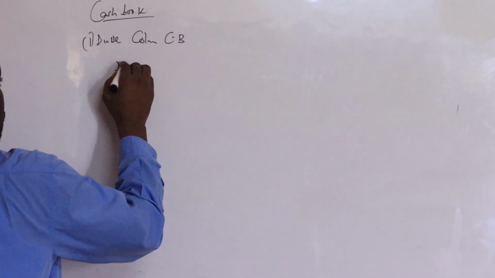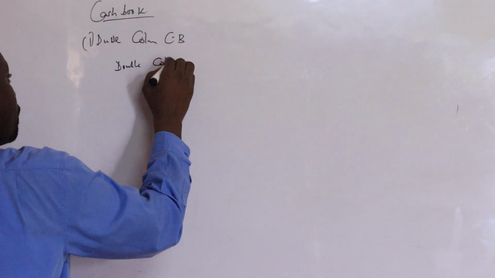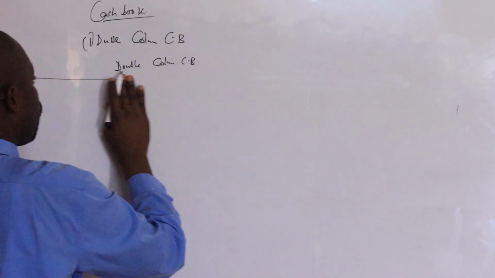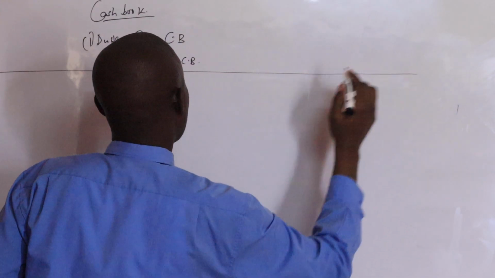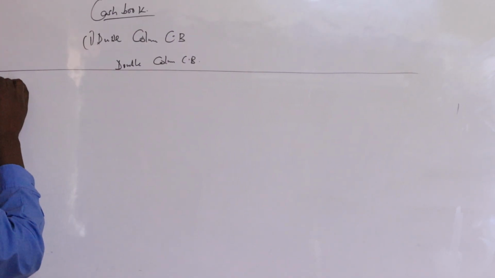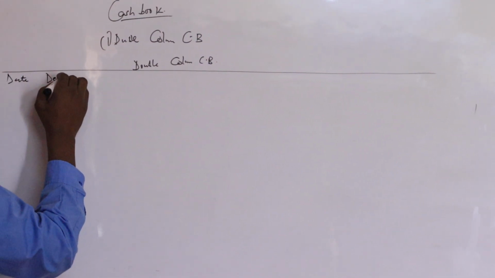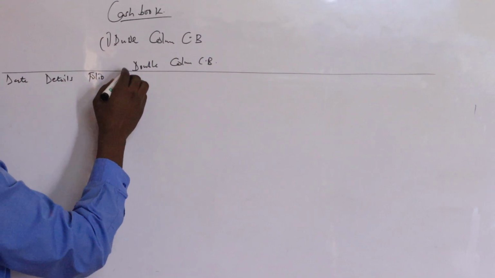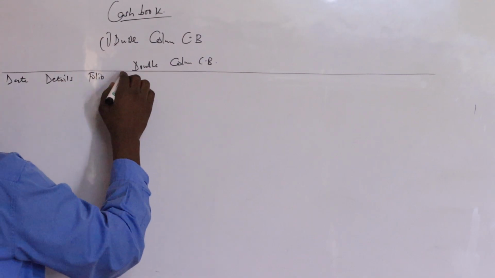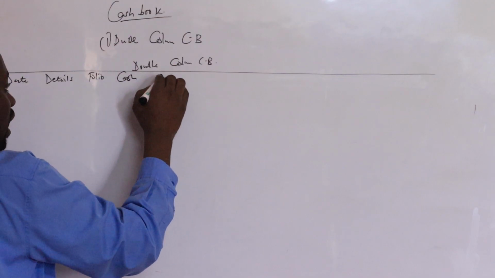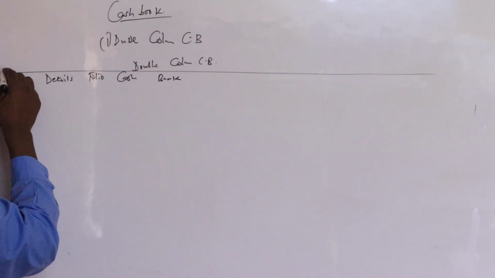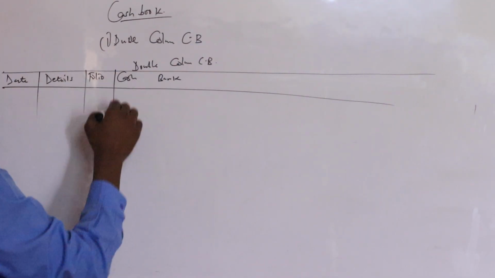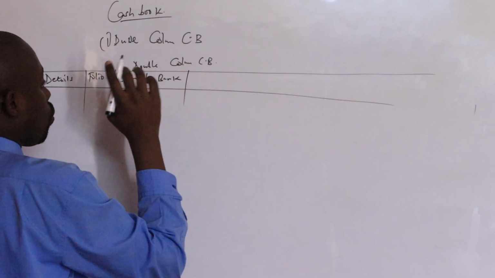So this is how it looks. Now the name double or two refers to the amounts column. The amounts column will be two. So we'll have debit, details, and folio, or we can do without it. And then the first amount is for cash, and then we have bank. We have debit, details, folio, cash, and bank. These are the two columns.